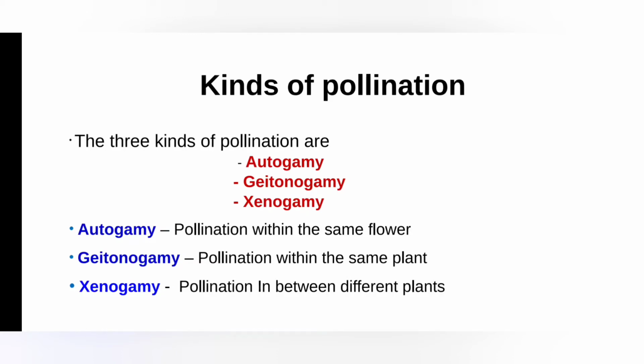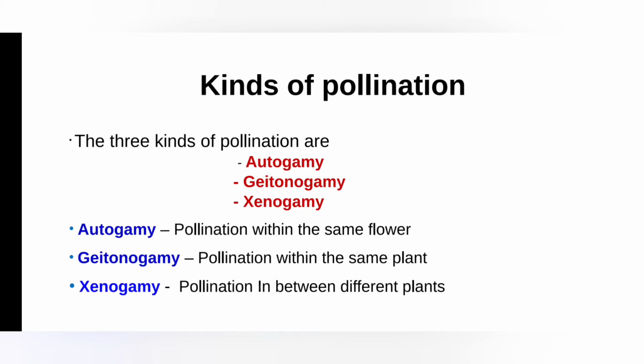What is meant by autogamy? Pollination within the same flower. What does it mean? A flower consists of both male and female reproductive organs. In that case, pollination takes place within the flower. That is termed as autogamy.